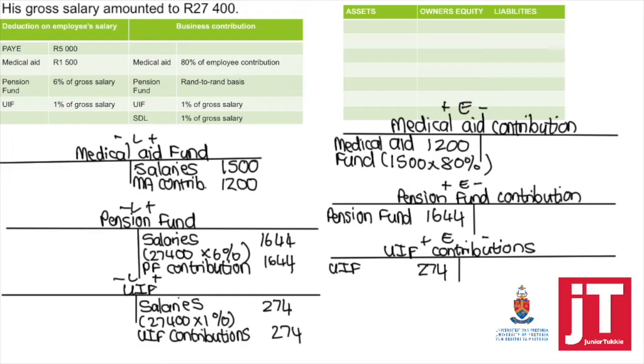Effect on the accounting equation: all contributions is an expense, which means if our expense increase, it will have a negative effect on the owner's equity. It is added to the fund account, which is a liability, so my liabilities will plus. So we need to show each one for the medical aid, the pension fund, and the UIF.